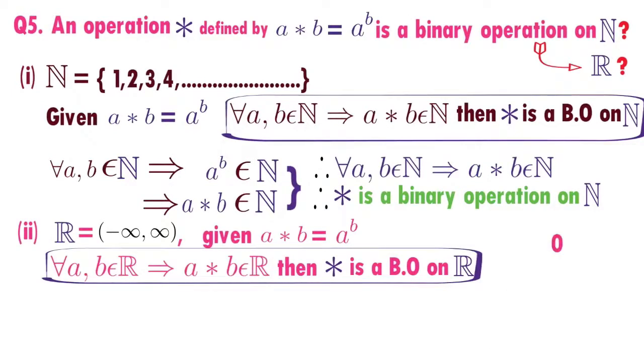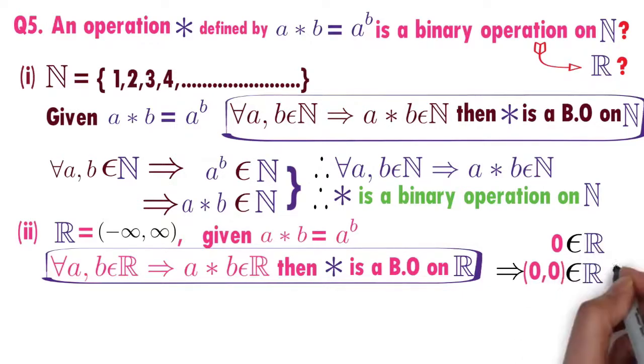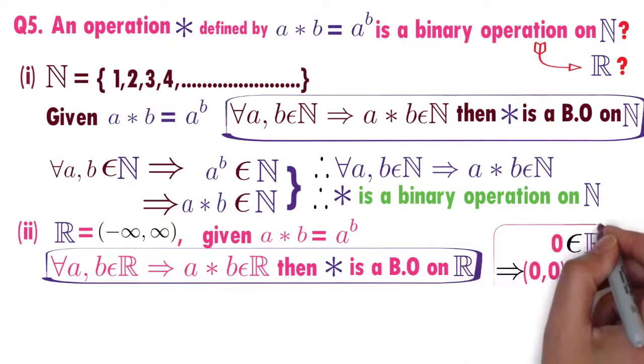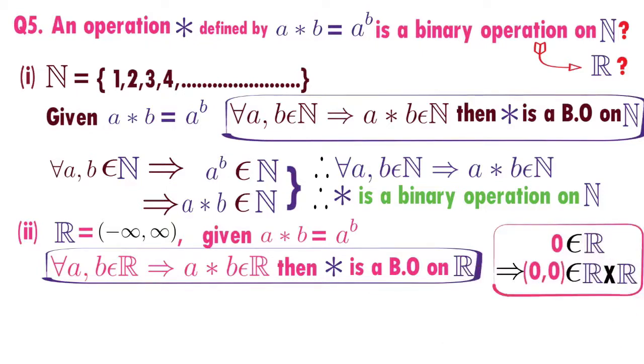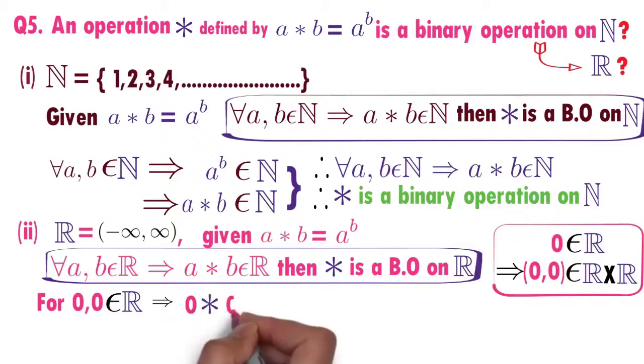See, it's clear that 0 is a real number. Is it clear? Yes, 0 is a real number. As we know, Cartesian product of sets, the ordered pair (0, 0) definitely belongs to R cross R. It is an important point here. Now I will take a pair of two real numbers 0, 0. Both are real numbers. Now I will calculate 0 star 0.